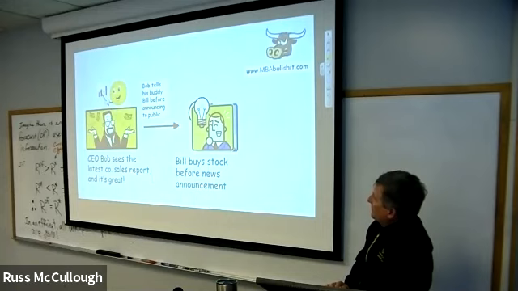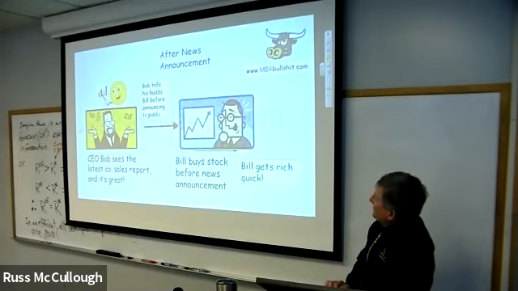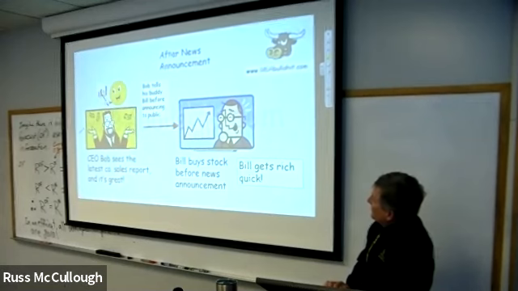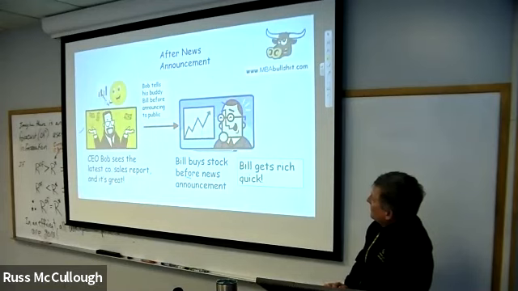Before this great sales report, and then what happens? Bob then decides to announce it to the public, and after the news announcement, the share price goes up. And what happens to Bill? Bill gets rich quick. Why? Because he bought the stock before the news announcement, and then Bill's share price went up. So that's one way people can earn money by trading the news.